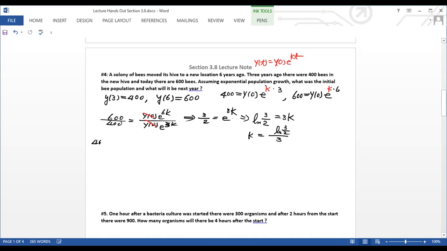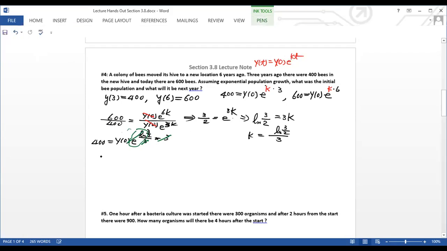I can say 400 is equal to Y0 times e to the power of K, where K is 3 natural log of 3/2, times 3. So the 3 cancels with the 3 here. Also, the natural log and the e are inverse functions, so they cancel here and become 1.